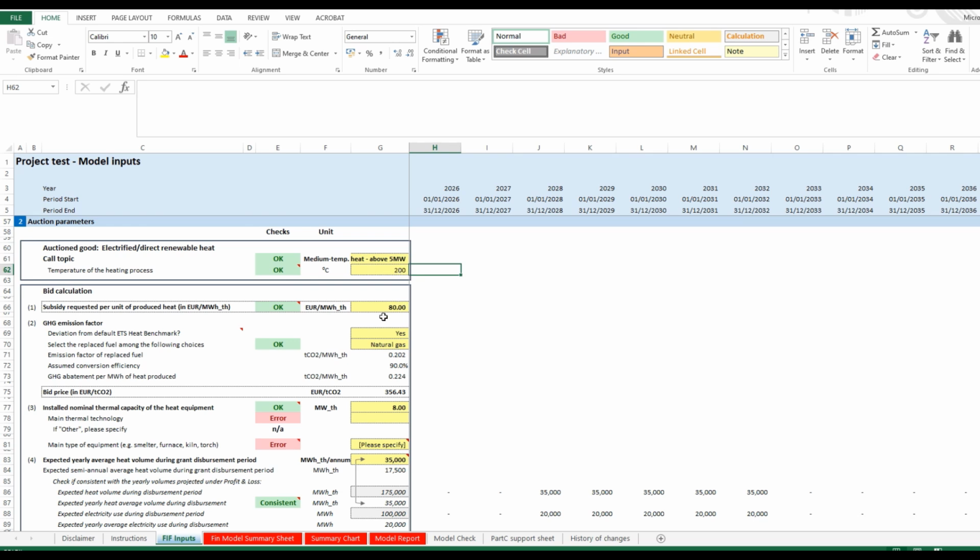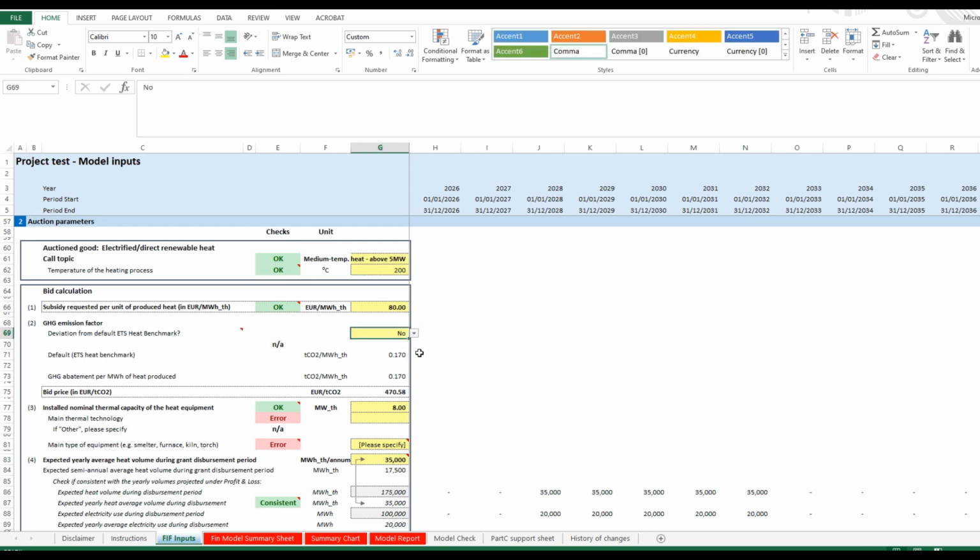Next, enter the subsidy requested per unit of produced heat, expressed in euros per thermal megawatt hour. The following steps will convert this subsidy per unit of heat into the project's bid price, expressed in euros per ton of CO2 abated. Two drop-down menus allow you to determine the amount of greenhouse gas abatement per megawatt hour of heat produced. If the project does not replace and decommission existing fossil fuel capacity, select No in the first drop-down menu. The template will then use the default ETS heat benchmark to calculate greenhouse gas abatement.